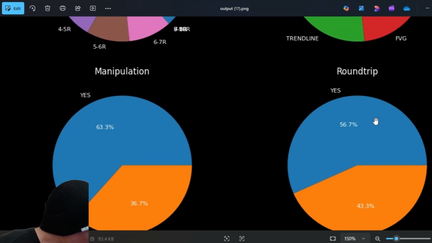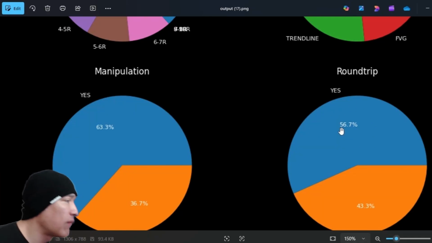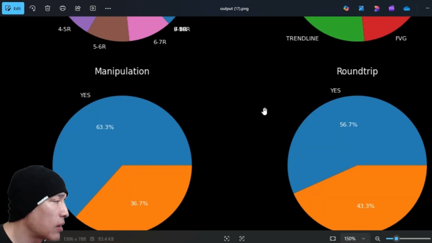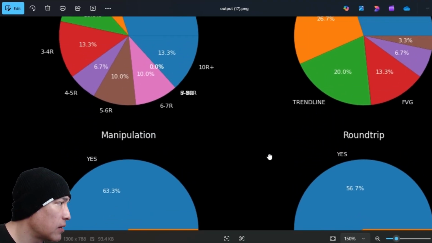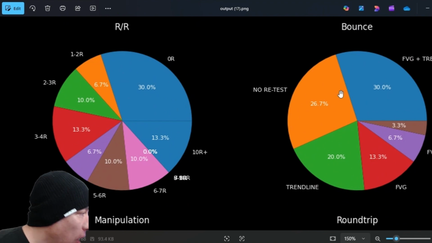Round trip, like I just mentioned and showed you guys, is about half and half, right? So that's not a very great metric. It's kind of a flip of a coin toss, so that's not the most reliable data. Does it come all the way back? How does it bounce, right? Which is the best bounce to rely on?